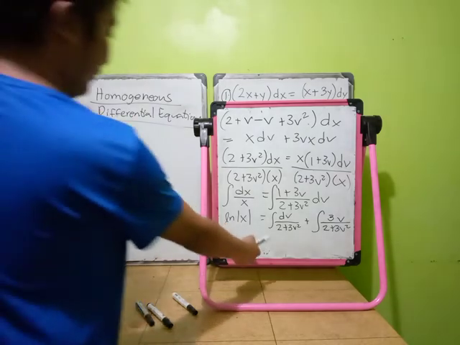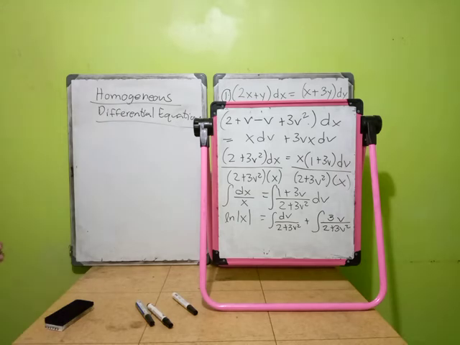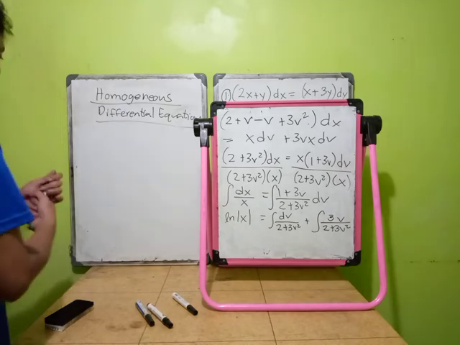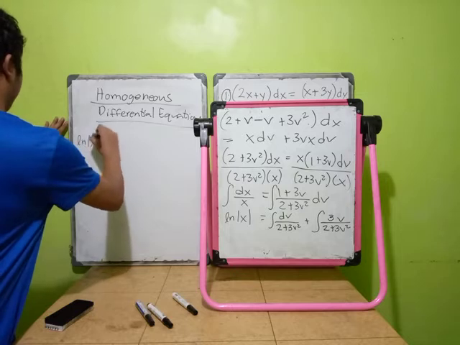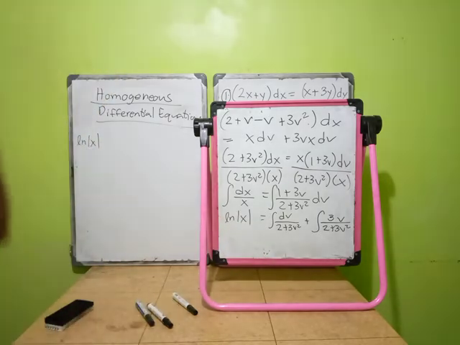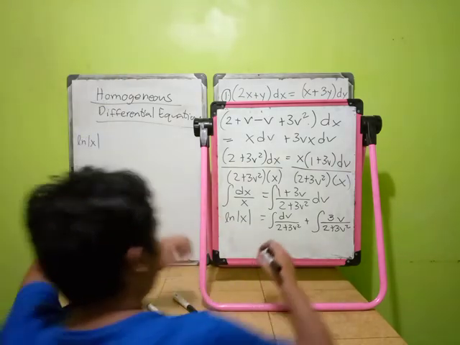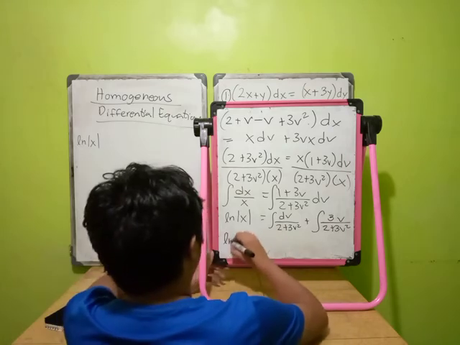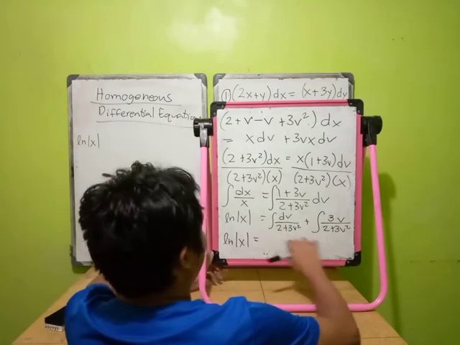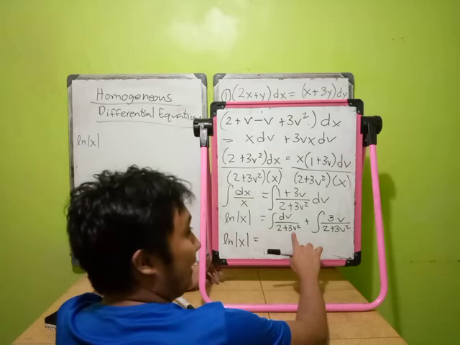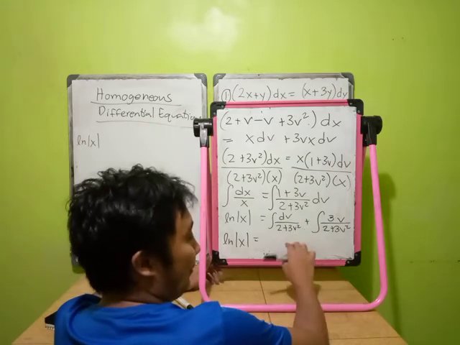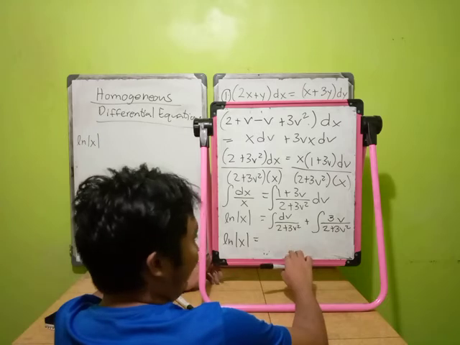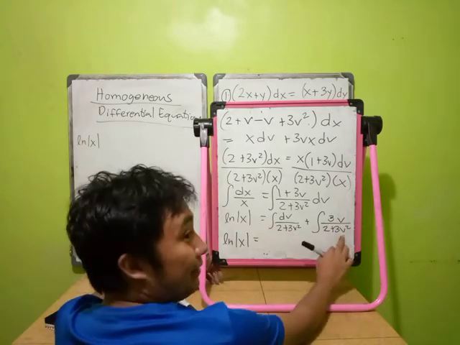So, okay, let's continue here. So, ln of x is equal to, okay, we can simplify this. So this becomes ln of x, okay, so remember the tangent, okay? The law of tangent. Di ba?